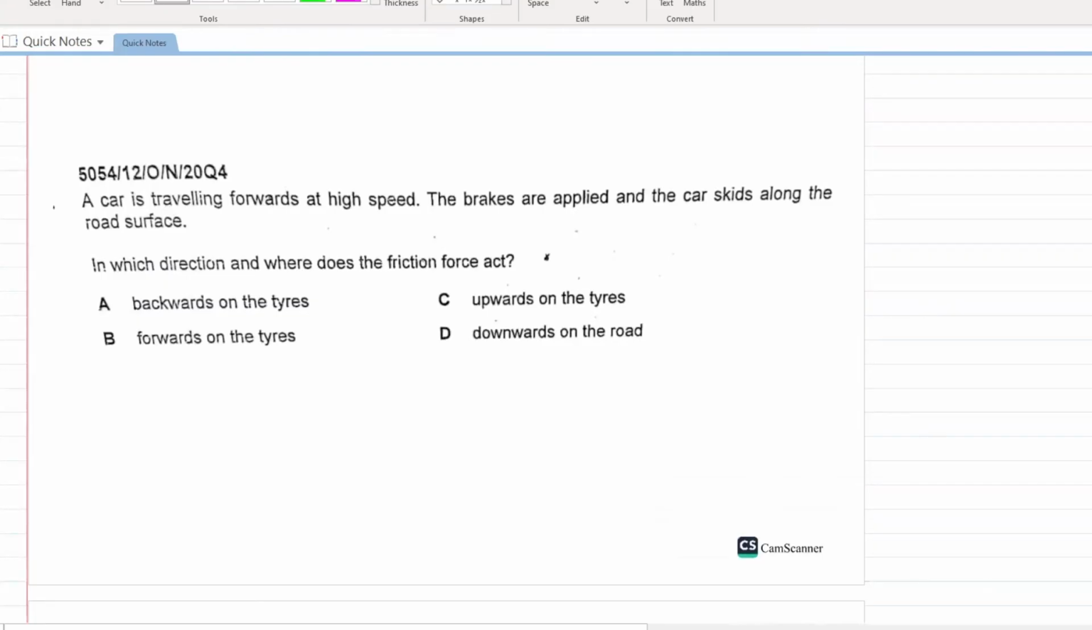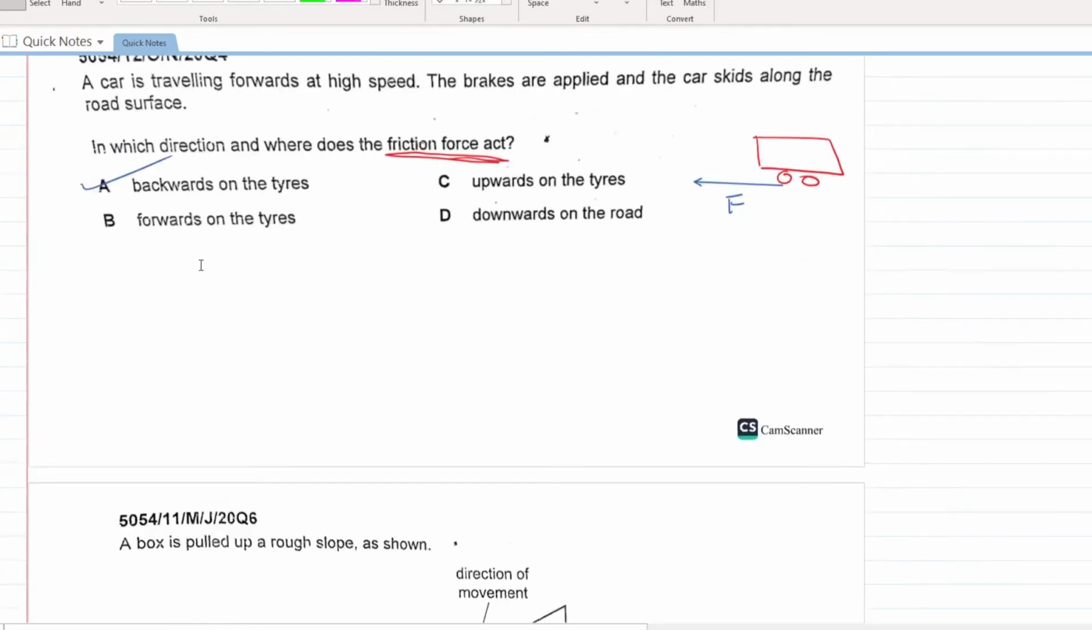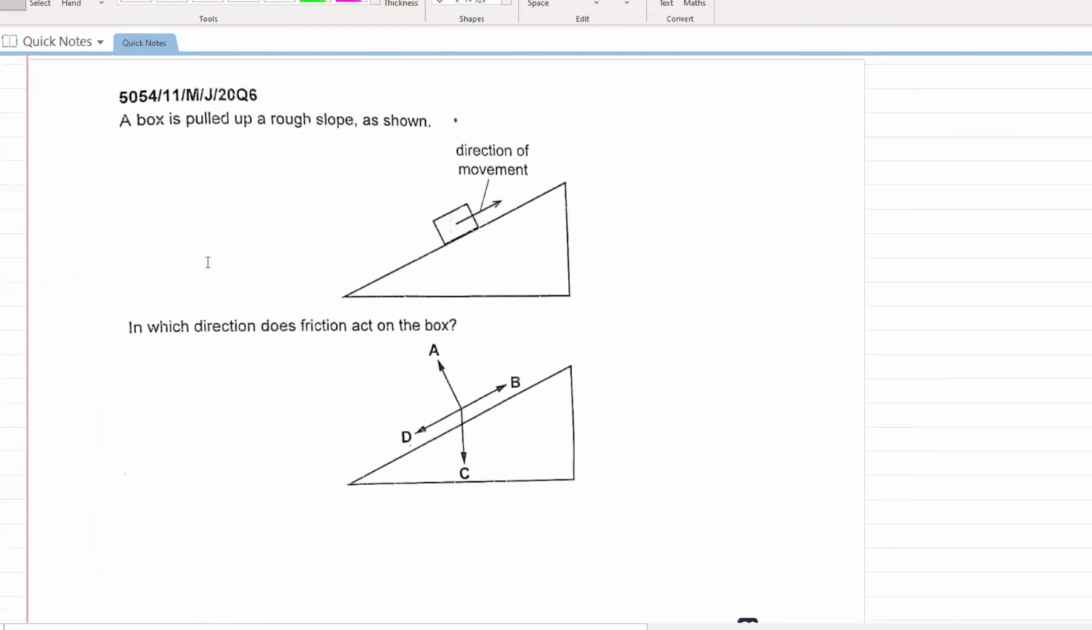Let's see this. A car is traveling forwards at high speed. The brakes are applied and the car skids along the road surface. In which direction and where does the friction force act? Always remember that if you are braking a car, the frictional force will act backward. Whenever you are braking a car, the frictional force acts in the backward direction. A is your answer.